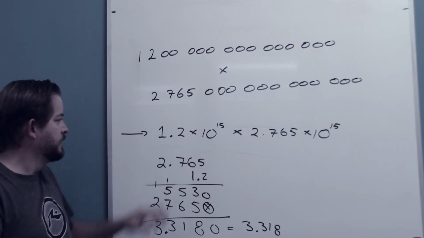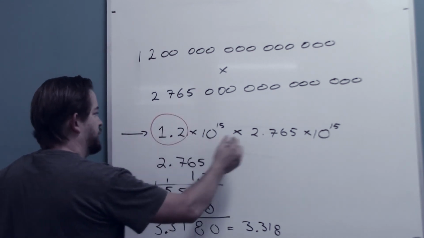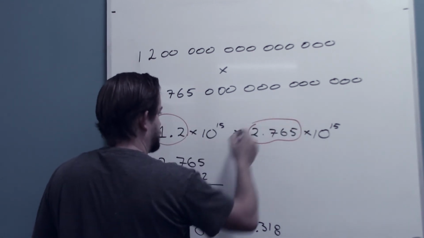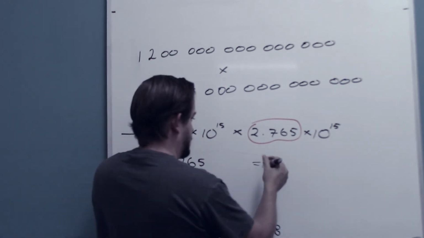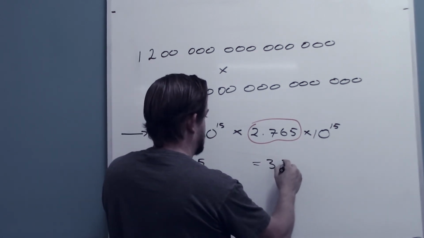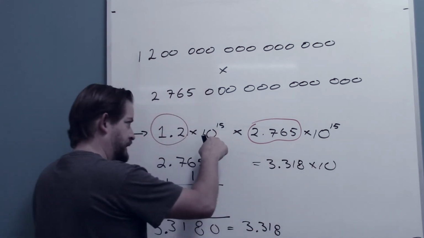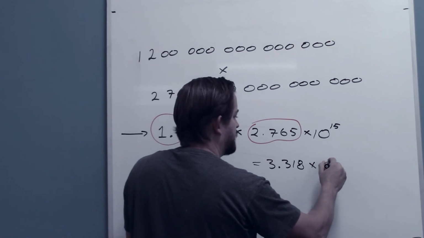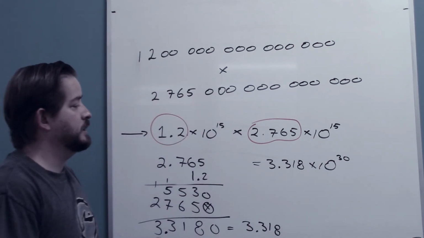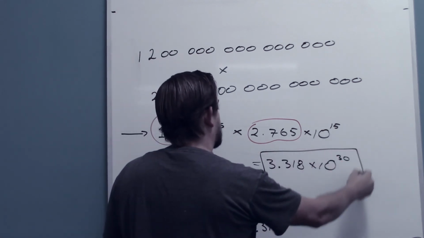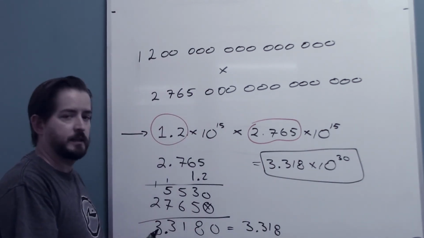Right? But that's these two numbers multiplied together. That was 1.2 times 2.765. And so I end up with that, 3.318, times 10 to the 15 plus 15 more, that's times 10 to the 30. It's in scientific notation, so I'm done. If they ask me to write my answer in scientific notation, it's already there.